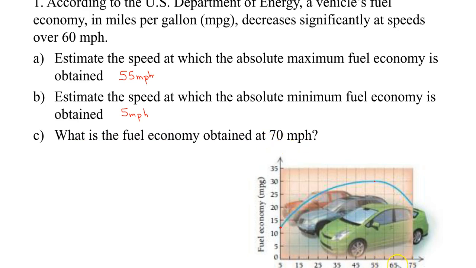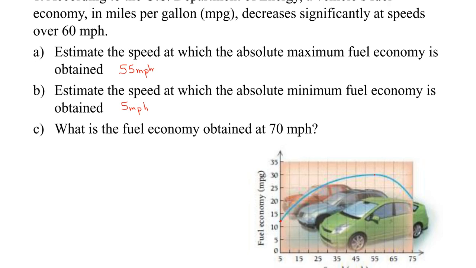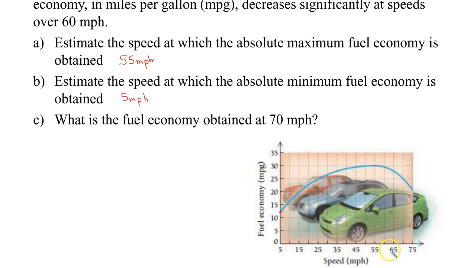So here is my speed, or my miles per hour. I'll pull this up a little bit here. So this is my miles per hour, and at 70 miles per hour, it looks like here is my point, and so my y value here is 25, and so it looks like my fuel economy is 25 miles per gallon. All right, so right in here about that 55 mile an hour range is a great speed for you to be driving.